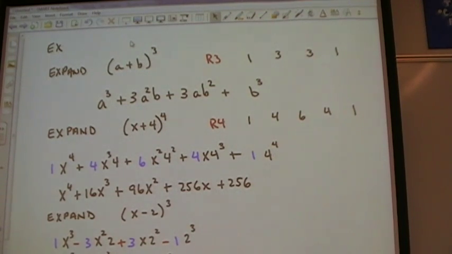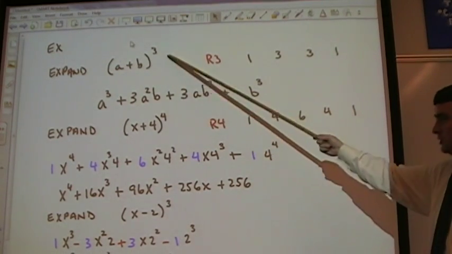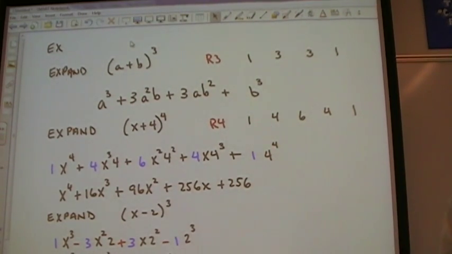Question? Yes? You figure out which row you use by the exponent? Yes. The exponent tells you what. Since this is to the fourth, you use row 4. These two were to the third, we use row 3.